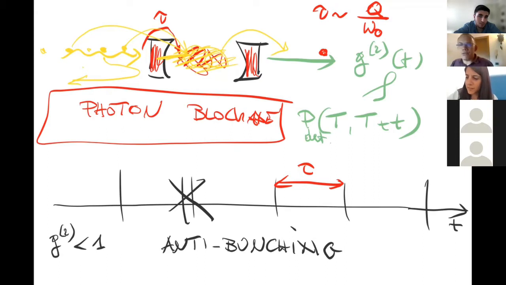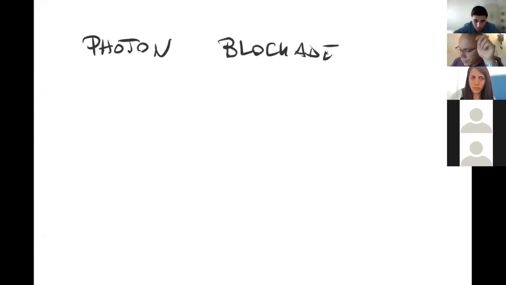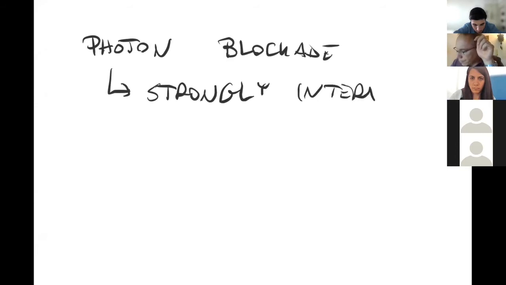So this photon blockade is the way to make photons behave as strongly impenetrable particles. So impenetrable objects, which is a completely new regime for photons, very different from what one expects from Maxwell's equations. So at the moment, there is a big effort into exploiting this photon blockade to obtain the so-called strongly interacting fluid of light.